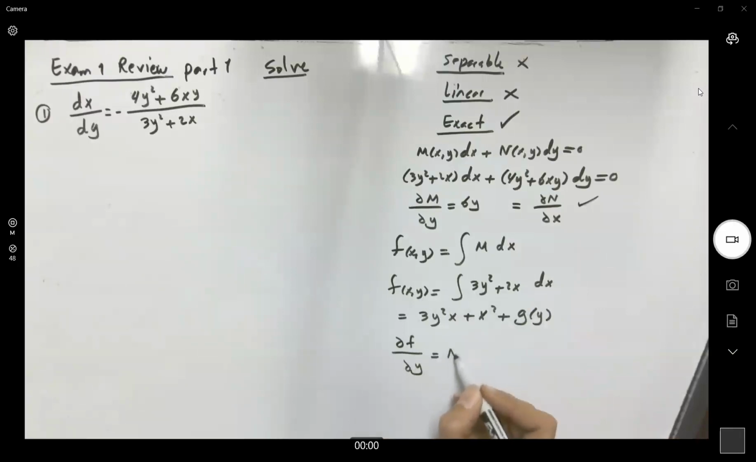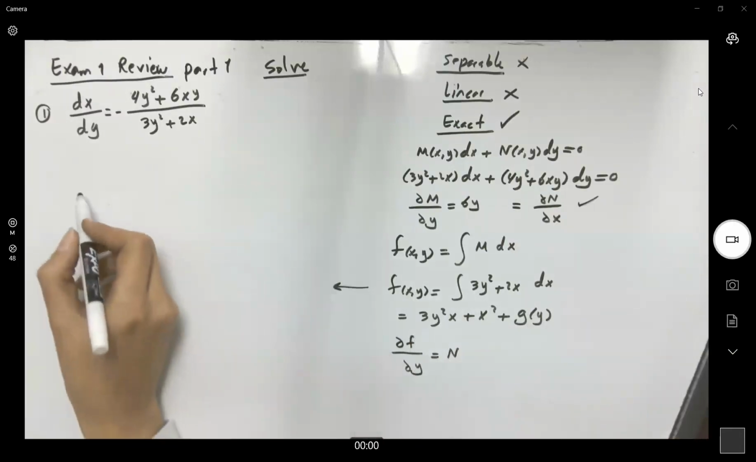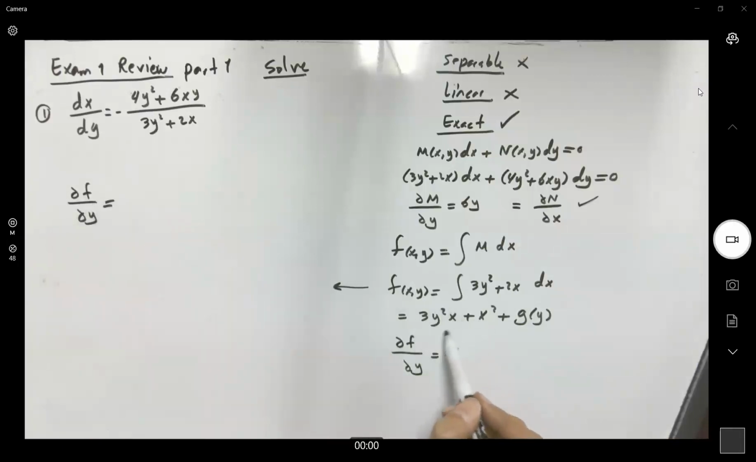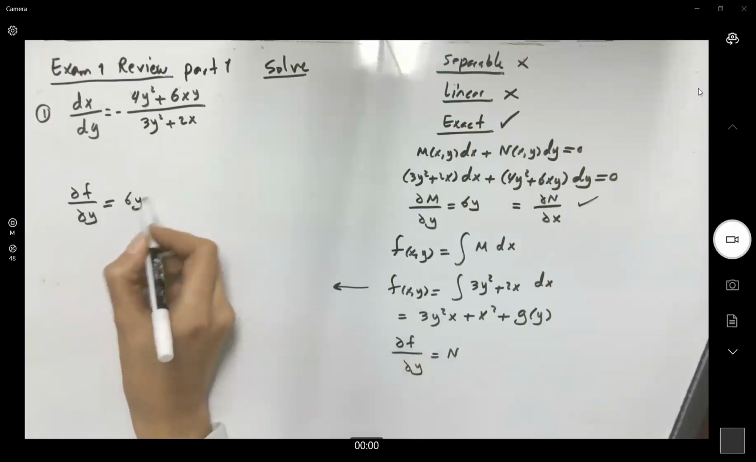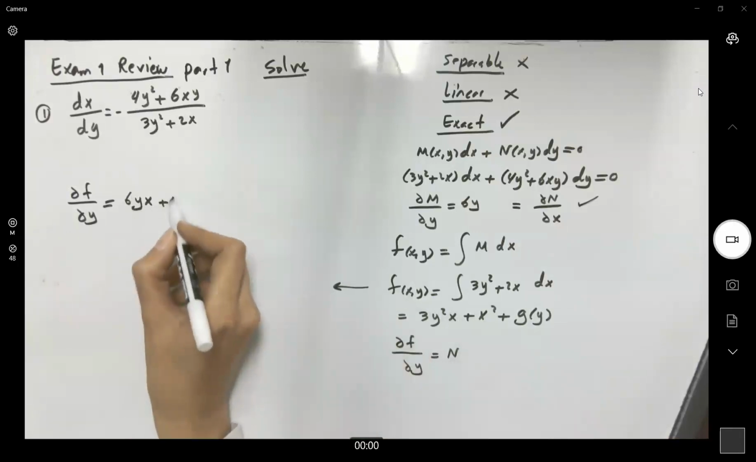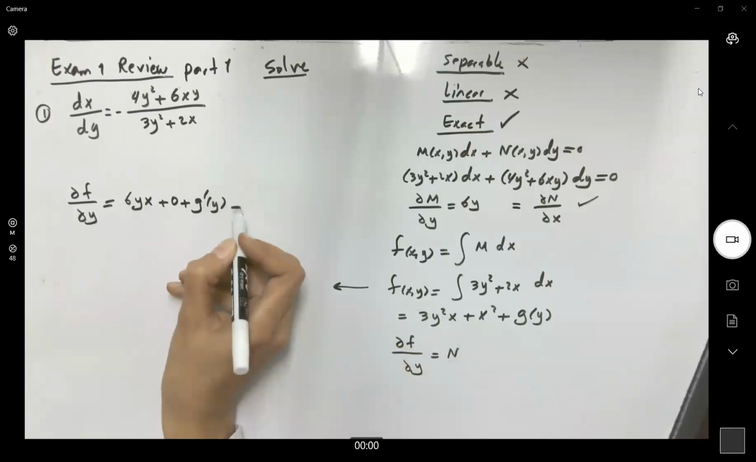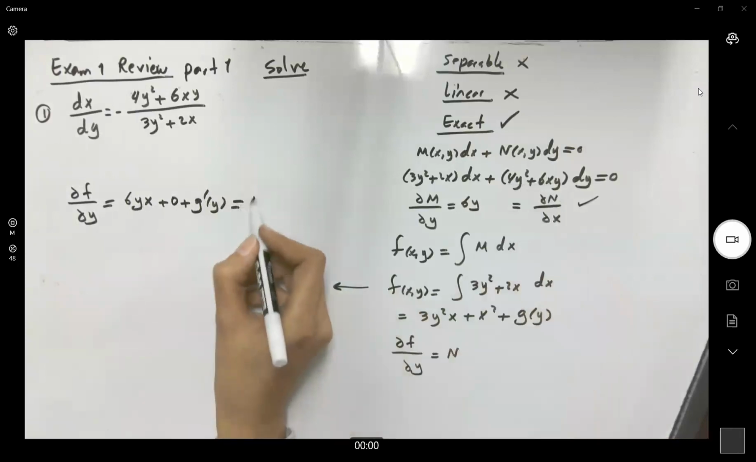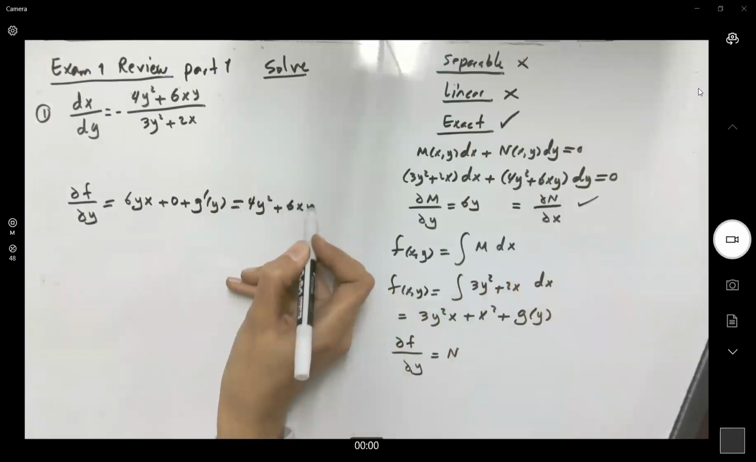In the next step, take the partial derivative of f with respect to y, and it must be equal to your N. So we build f, some part of it. You have 3y squared x plus x squared plus g(y). Partial derivative of f with respect to y, so I'm going to write this here. Partial derivative of f with respect to y becomes 6yx plus 0 plus g prime of y, which must be equal to N. But what is N? N is 4y squared plus 6xy.